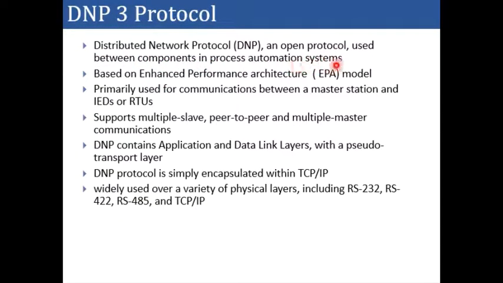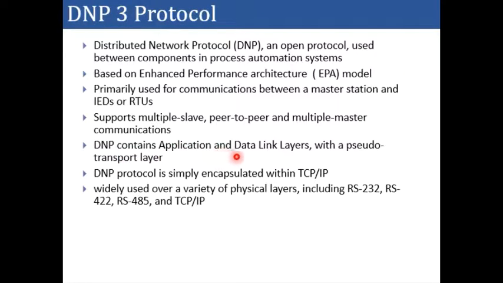in process automation systems. It is based on Enhanced Performance Architecture, that is EPA. So EPA we discussed when we were discussing IEC 60870-5 protocol. So DNP3 is also based on the EPA model. It is primarily used for communications between master station and IEDs or the RTUs. It supports multiple slave, peer-to-peer and multiple master communications.